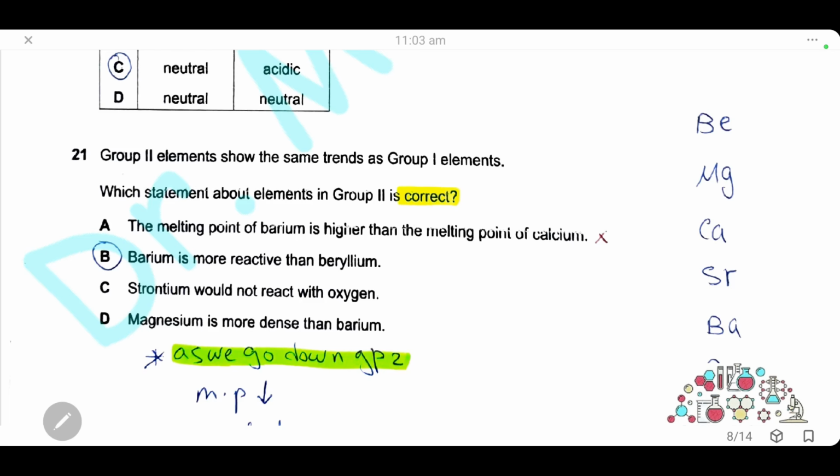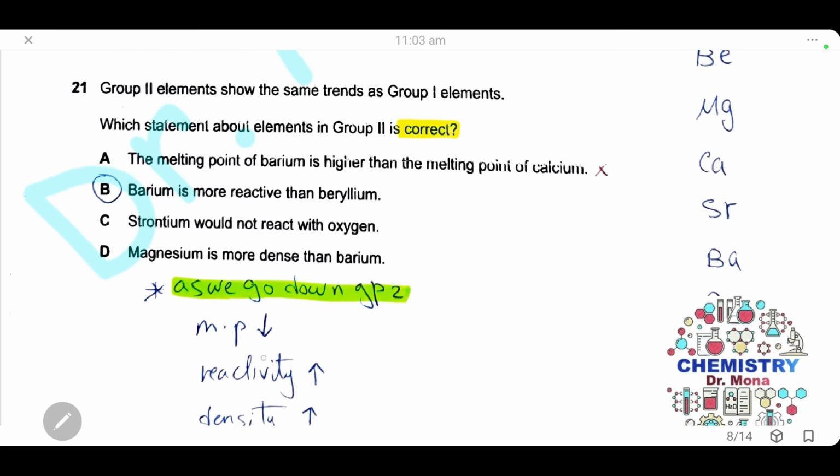The melting point of barium is higher than the melting point of calcium. This is wrong because the melting point decreases down the group. So the first one is wrong. Barium is more reactive than beryllium. This is correct because barium is below beryllium and the reactivity increases as we go down. So the answer will be B.